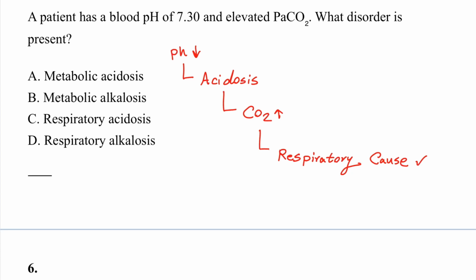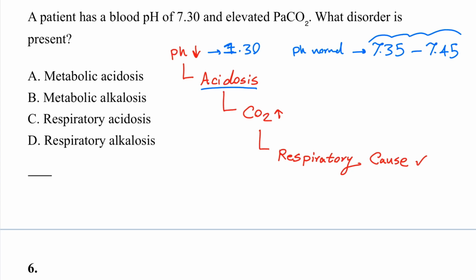A pH of 7.30 is below the normal range, which means the patient is experiencing acidosis. The normal pH of blood is 7.35 to 7.45. The next step is identifying the source.